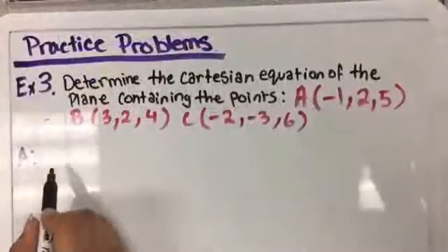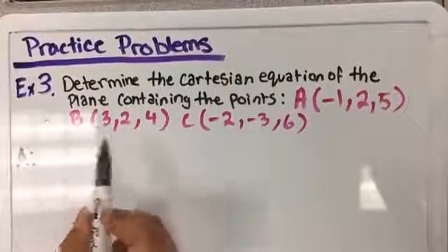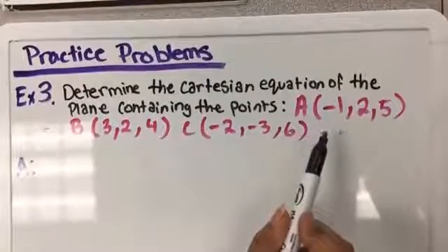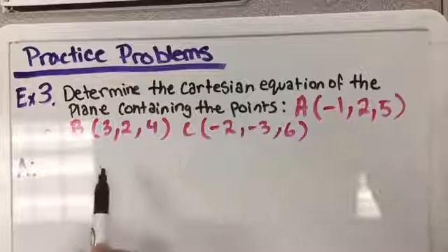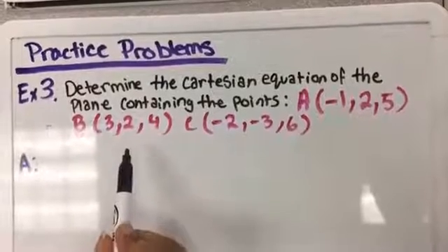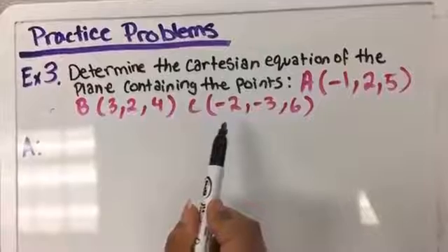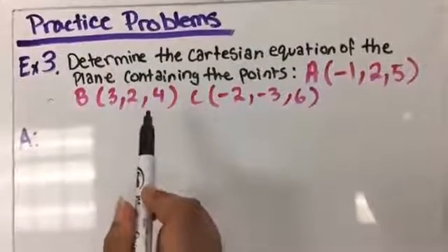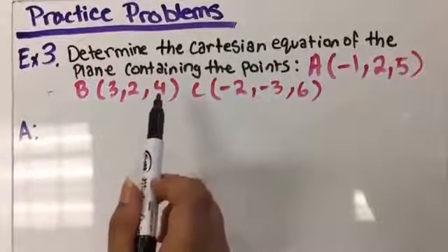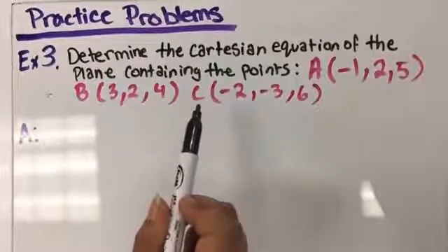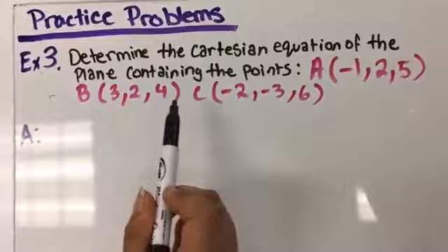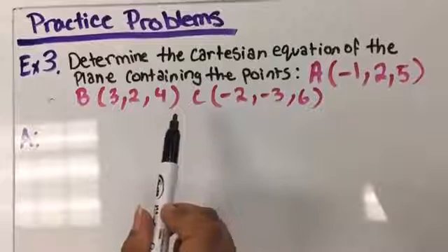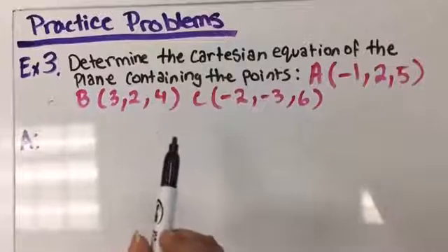Now the third practice problem we're going to be doing is determining the Cartesian equation of the plane containing the points A, which has coordinates -1, 2, and 5, B, which has coordinates 3, 2, and 4, and C, which has coordinates -2, -3, and 6. So for this question, we're going to be finding the cross product between vectors AB and AC, as determining the cross product between the two vectors determines the normal to this plane. So first, before we do that, let's find the direction vectors AB and AC.